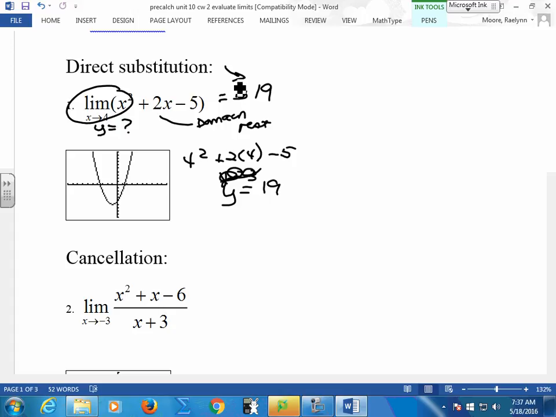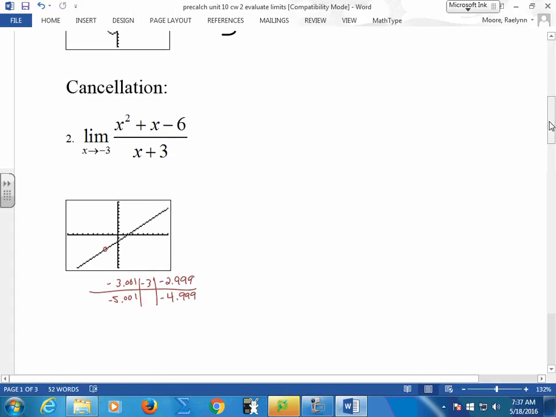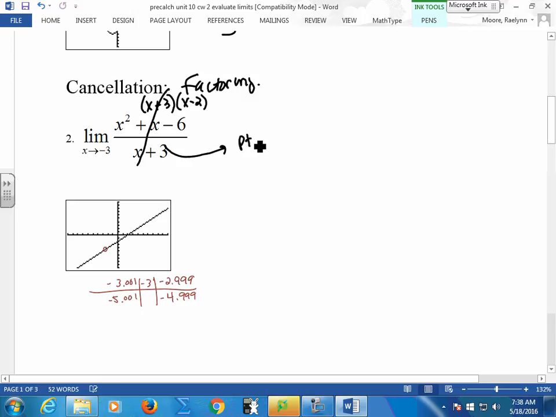Okay. Cancellation, we just looked at cancellation a minute ago. Graphically, this is your point of discontinuity. This is your factor. Okay, factor the numerator. And usually, if you're going to be able to reduce, that's probably one of the factors down there. When you take this out, this is your point of discontinuity.